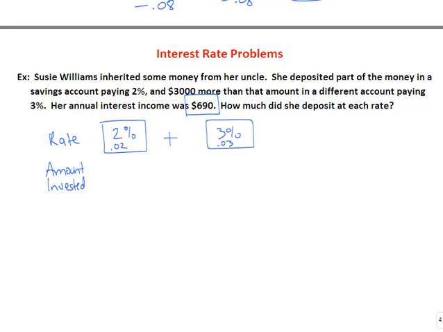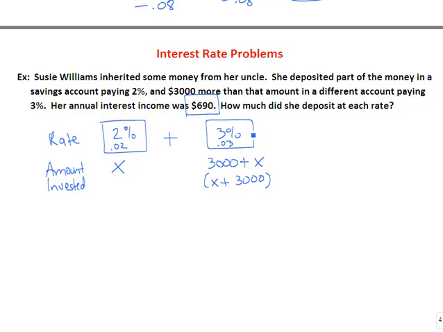So which one of these accounts should be our variable? Since we know nothing about the 2%, let's call that one X. For the 3% account, we're putting in $3,000 more dollars than what we put in the 2%. So 3,000 more than X would be 3,000 plus X. You could also have it in the other order, X plus 3,000. Order doesn't matter when you add.